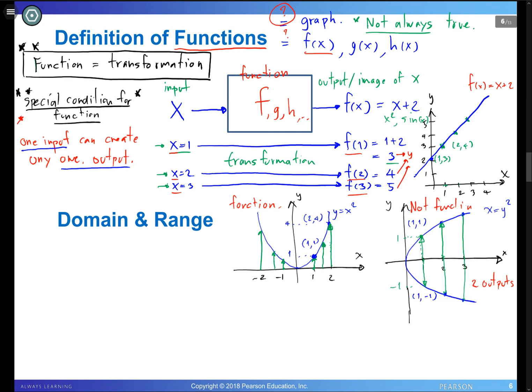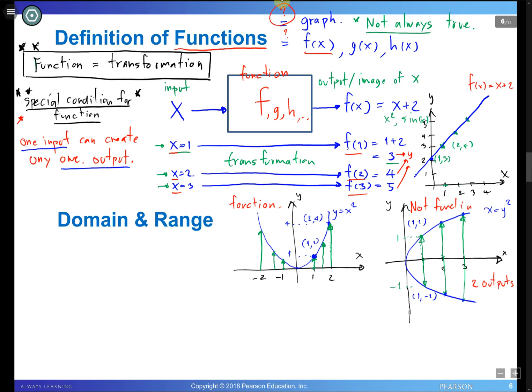Okay? So I hope that it's clear to you. To conclude, a function is a transformation with just one condition. One input can only create one output. That's all for function. Alright, now let's move to domain and range. And I'm sure that you have heard about these two words multiple times, but let's talk about this really quickly and let's get ourselves clear about what domain set is and range set is.